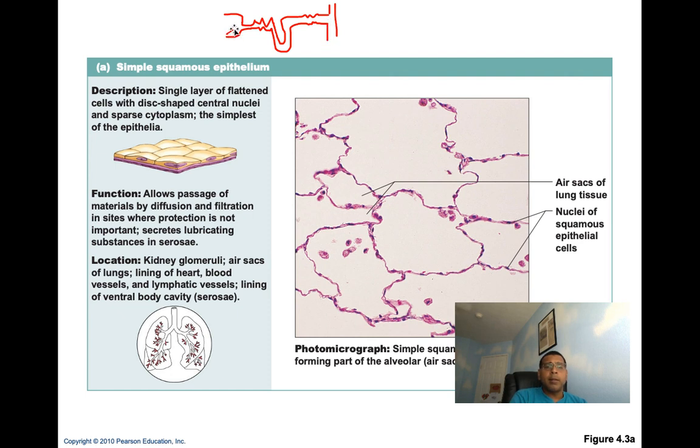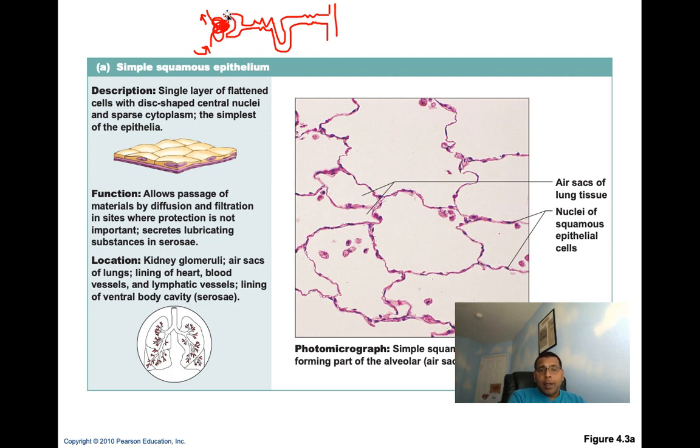Right inside of here is a whole bunch of blood vessels. This is where blood comes in and gets filtered. Whatever needs to be removed gets removed. Whatever doesn't get removed is sent back into your circulation through this blood vessel. So this vessel here is the glomeruli. The kidney glomeruli is one area where you're going to find it.